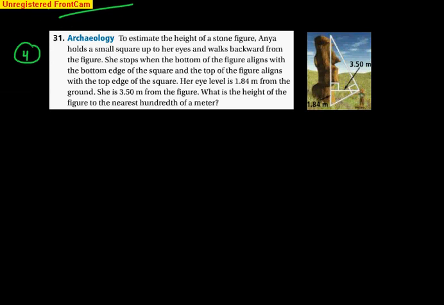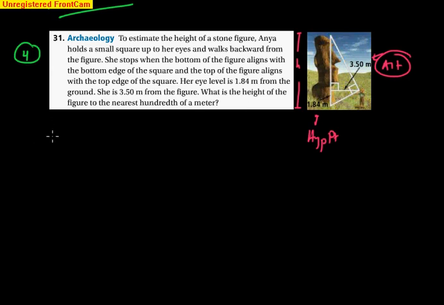Alright, it's a kind of cool problem, okay? So the idea is, you're standing here with this square, so you have a square angle here, and you've stopped when the figure is in the bottom and top of this square. So you have a right triangle. And the idea is, what is this height from here to here? That's what you want to find. Well, notice where your things are. This 1.84, that's a hypotenuse part. And this 3.5, that is the altitude. So I think this is an altitude problem.